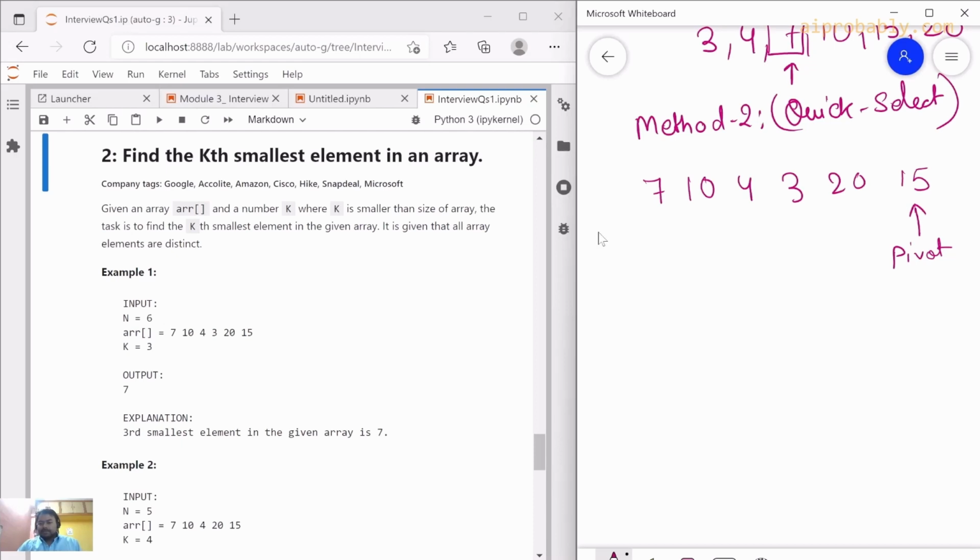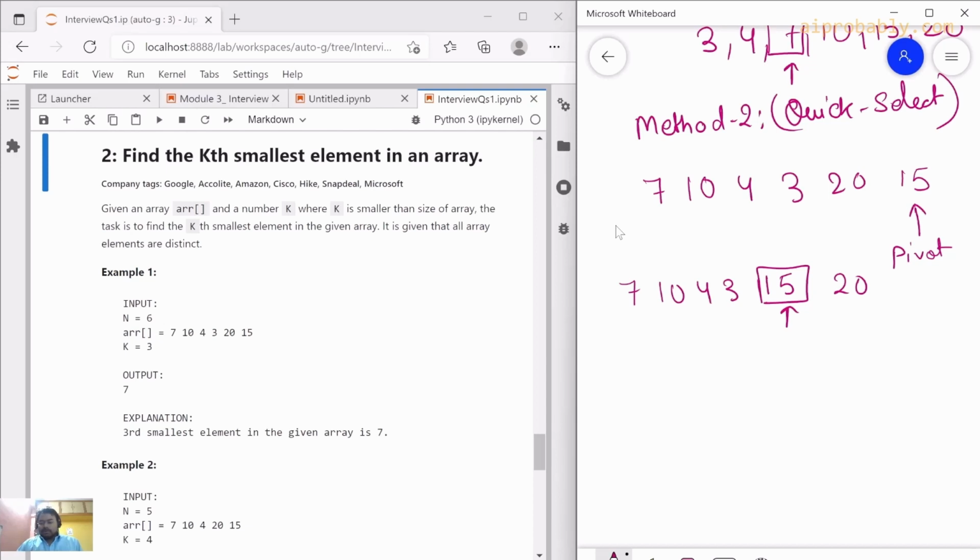If you start with 7, it belongs to the left side because 7 is smaller than 15, so we are not going to change its position. 10 also follows the same. 4 also follows the same. 3 also follows the same. 20 is a higher element, so it belongs to the right side, and we swap that element to the right-hand side. In the next step we get this intermediary state in which 15 is already at its correct position, and on the left-hand side we have all the unsorted elements lesser than 15, and on the right-hand side all the unsorted elements higher than 15.